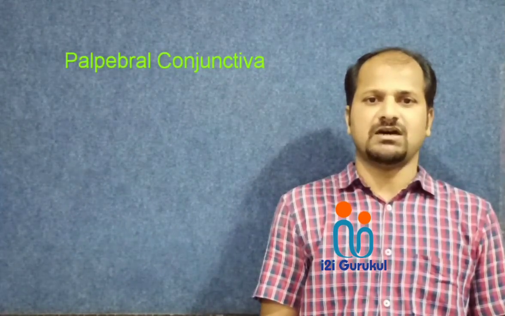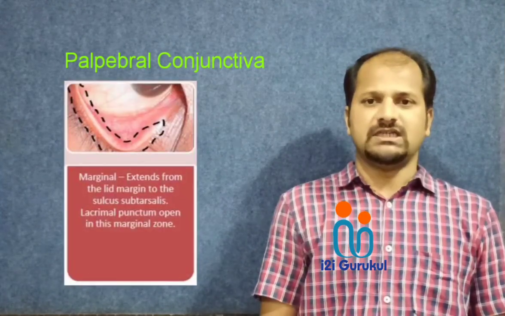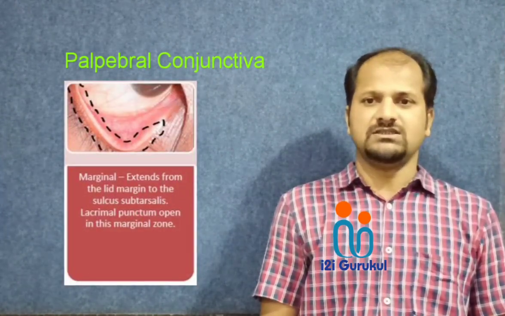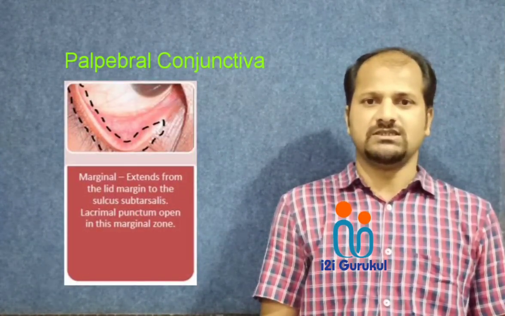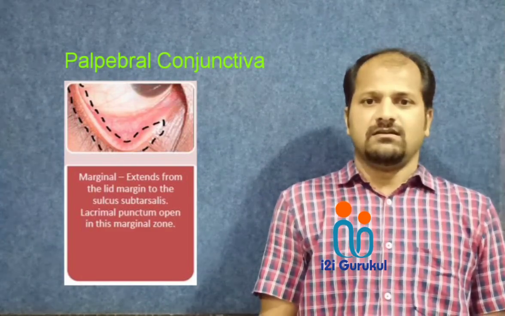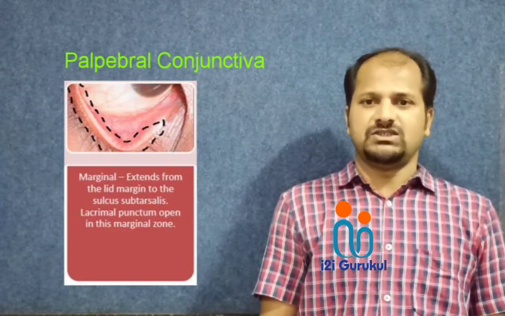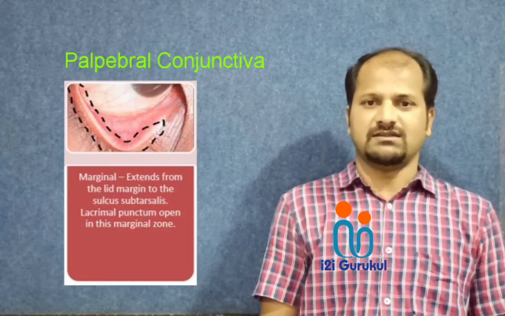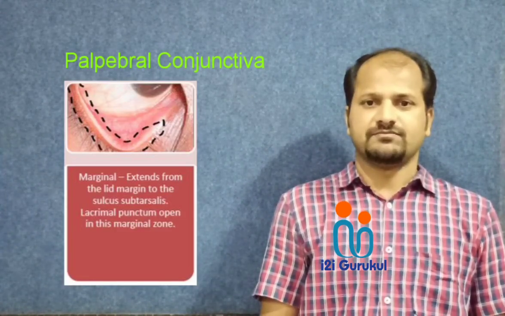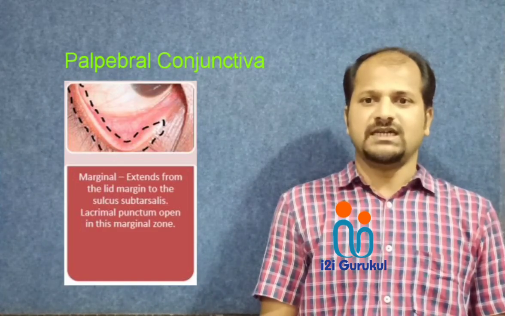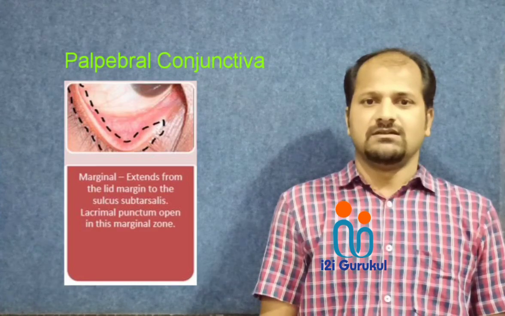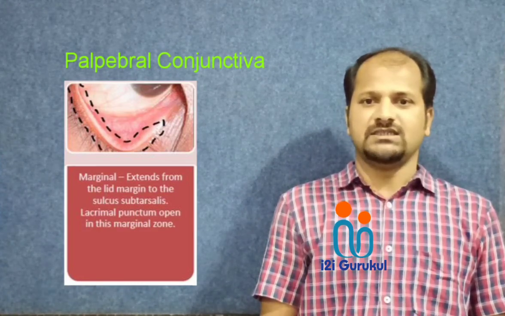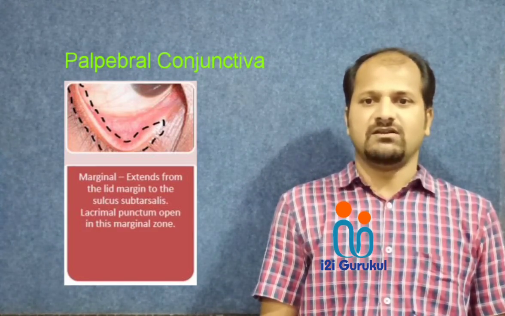The first one is marginal conjunctiva, which extends from the lid margin to the sulcus subtarsalis, and it is the area in which you apply cosmetic decorative particles. It is a common site for the settling of foreign bodies. Lacrimal puncta appear in this region, in both upper and lower lid.